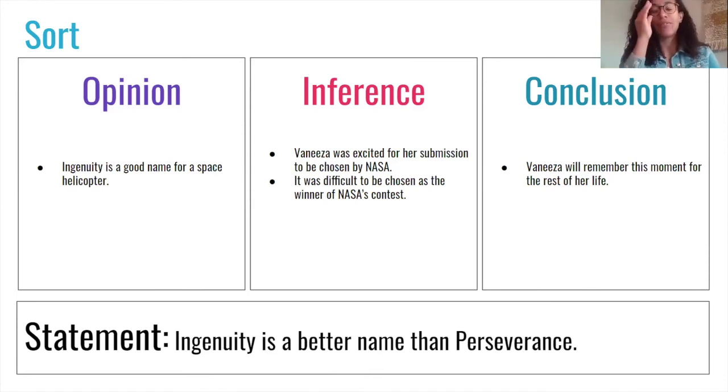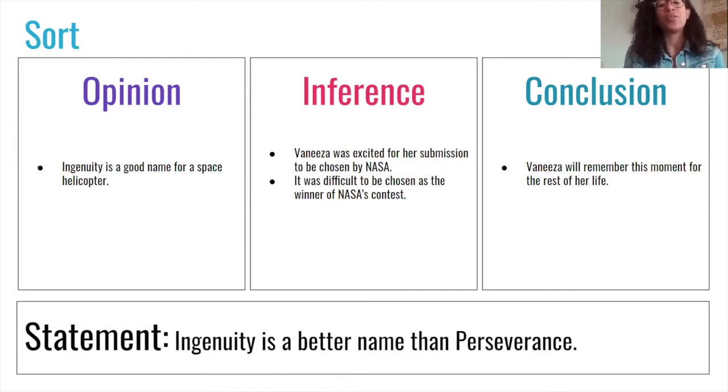That belongs under inference. If I go back into the text, I can find text evidence to support this idea. Also, on top of that, it's not an opinion because it's not something the reader is feeling, and it's not a conclusion because there is one specific point from the text that I would reference to support this evidence. Conclusions usually involve several different inferences. Let's look at your new statement.